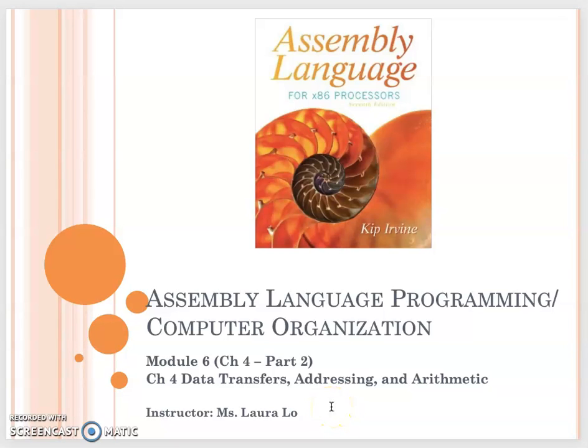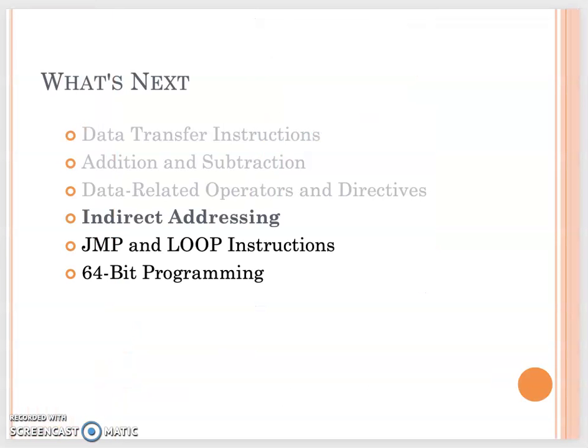In Module 6, we will finish Chapter 4 and continue to talk about data addressing and other arithmetic instructions. In the Tuesday and Thursday lecture, we will talk about indirect addressing to see how to access the operand from the label array. And we will talk about two other instructions, jump and loop. And also we will compare 64-bit programming.